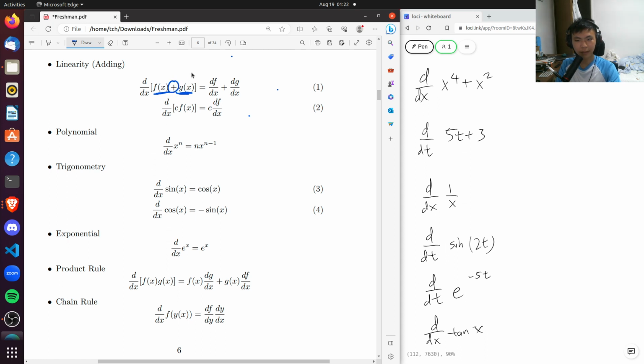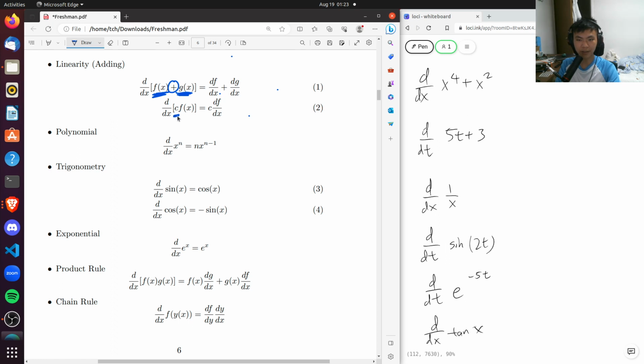So the first rule is linearity, which means that the derivative of two functions added together is just the sum of the derivatives. So the derivative of the sum is the sum of the derivatives. What this means is that if I have a function f of x and g of x, and I add them together, that forms a new function. If I take the derivative of the new function, it is equal to df over dx, the derivative of f, plus the derivative of g. That's linearity for derivatives.